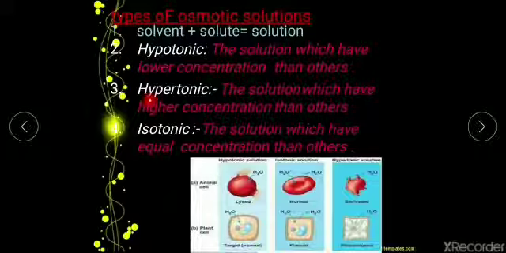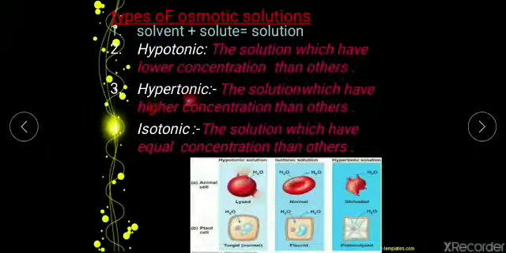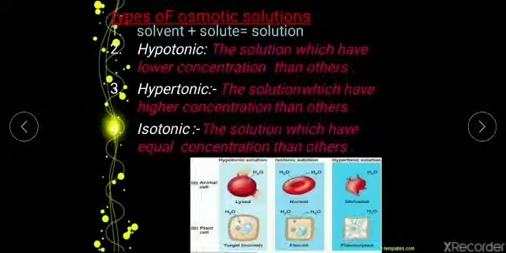Then the next thing is hypertonic solution. Hyper means excess. So here we have higher concentration of solute and less concentration of solvent. And the third thing is isotonic, in which the solution has equal concentration to the other.